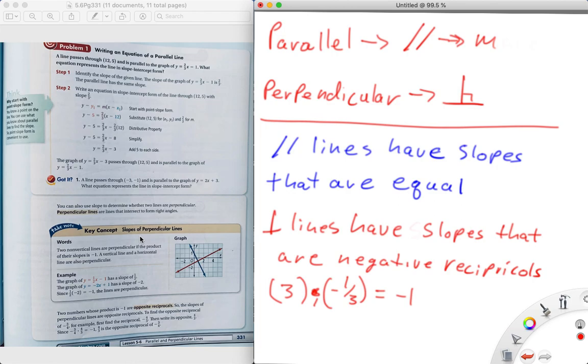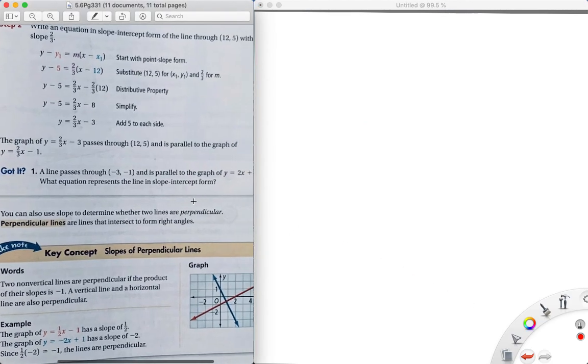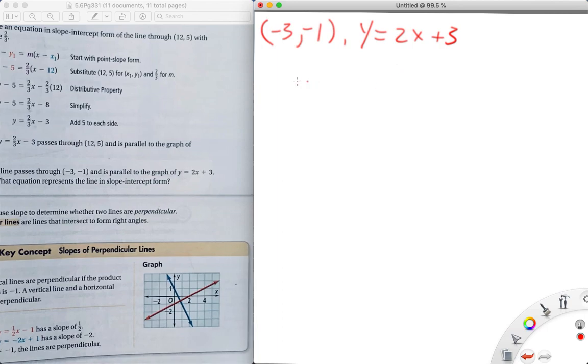So here they give me a situation where they give me an equation, then they give me a point. The point is negative 3, negative 1, and the equation is y equals 2x plus 3. The book says they want a line that passes through this point but is parallel to this line. The way to set this up is to use point slope form and then convert it into slope intercept form.